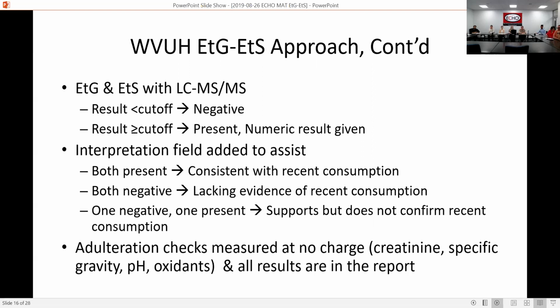About 98% of the time we can say it's consistent with, or probably there hasn't been, consumption. Those few percent that are in between are the one negative result and one positive result, and that gives you a result that supports but does not confirm recent consumption. That gives everybody a headache. We also add an adulteration check because we would like to give a spot check to see if there's been specimen dilution or maybe the addition of soap or an oxidant to try to change that result. And we put it all in the report for you so you can see it yourself and make some judgments based on that.